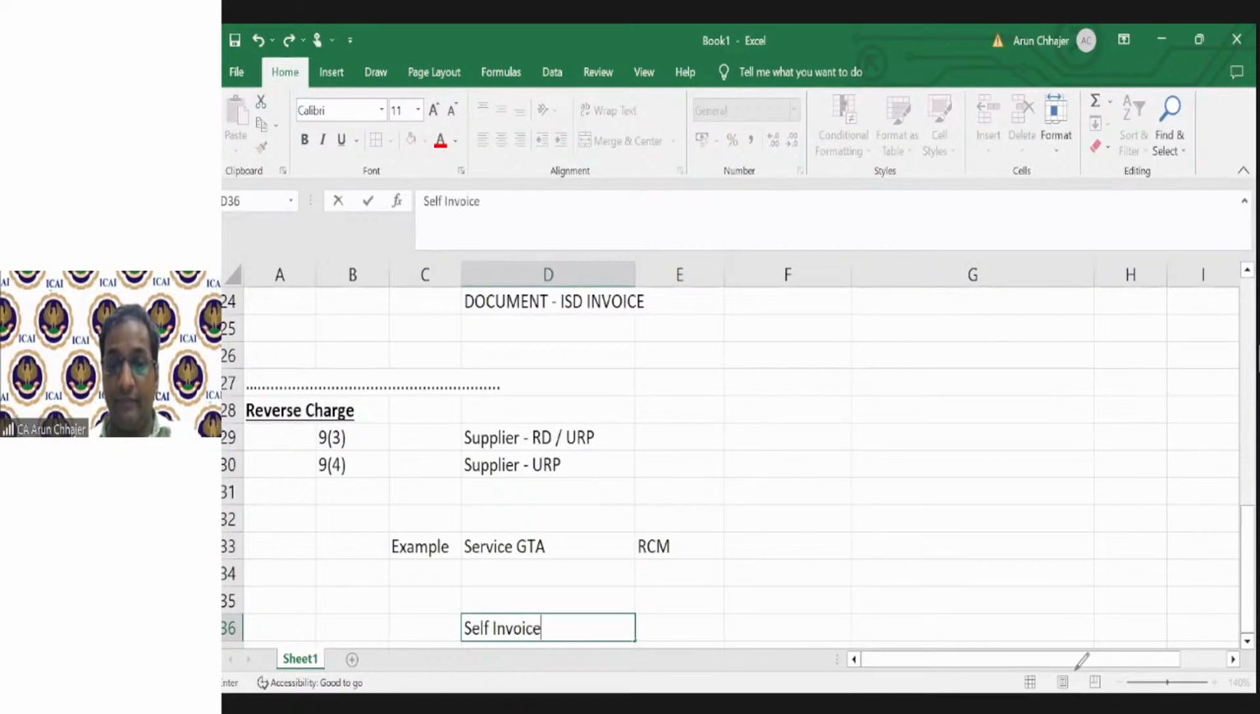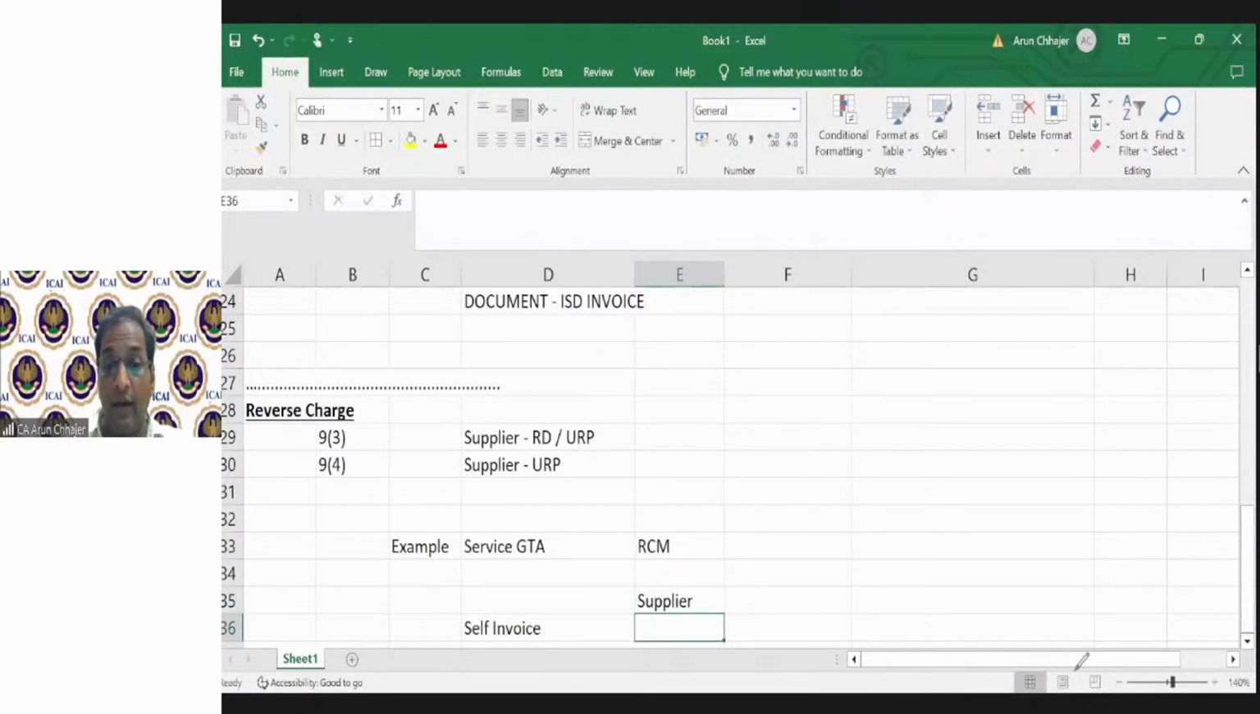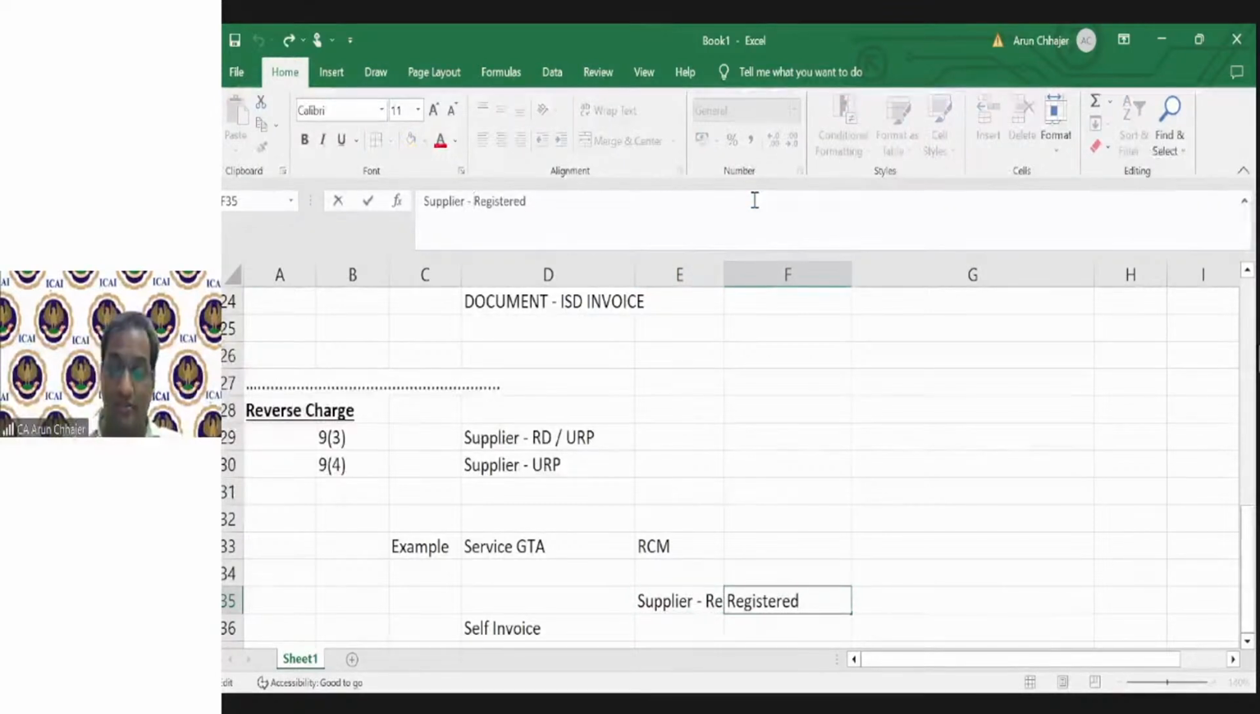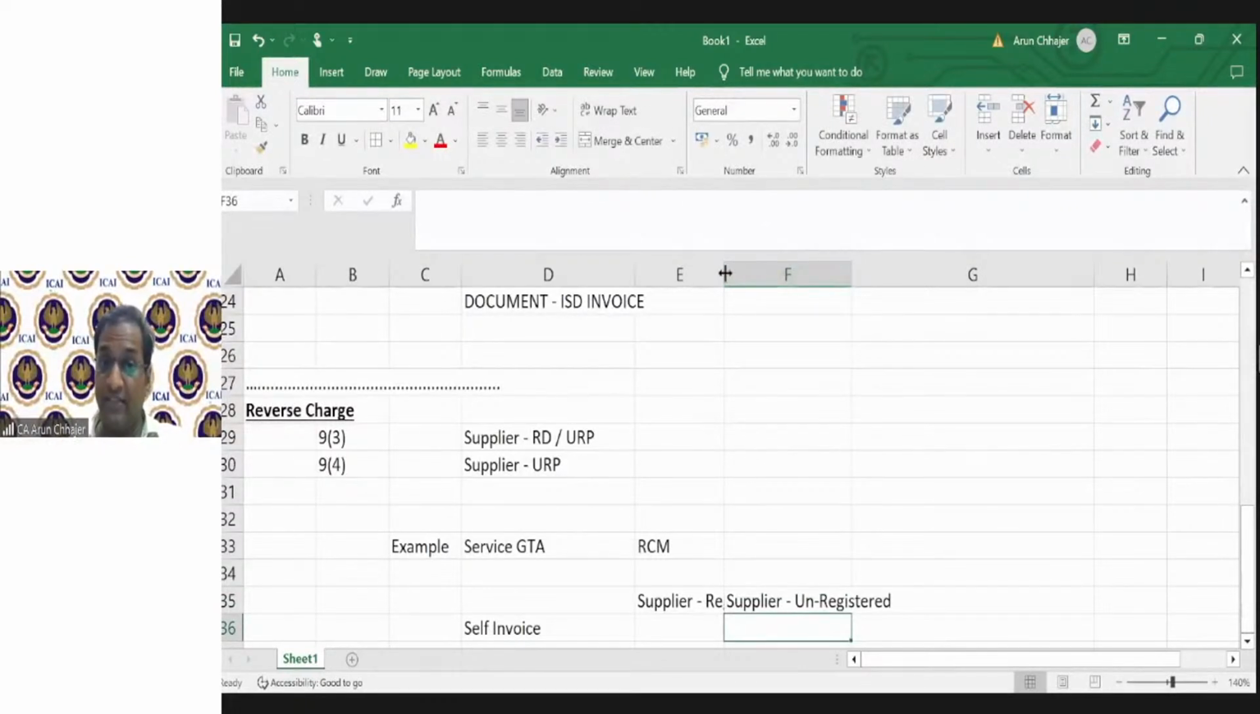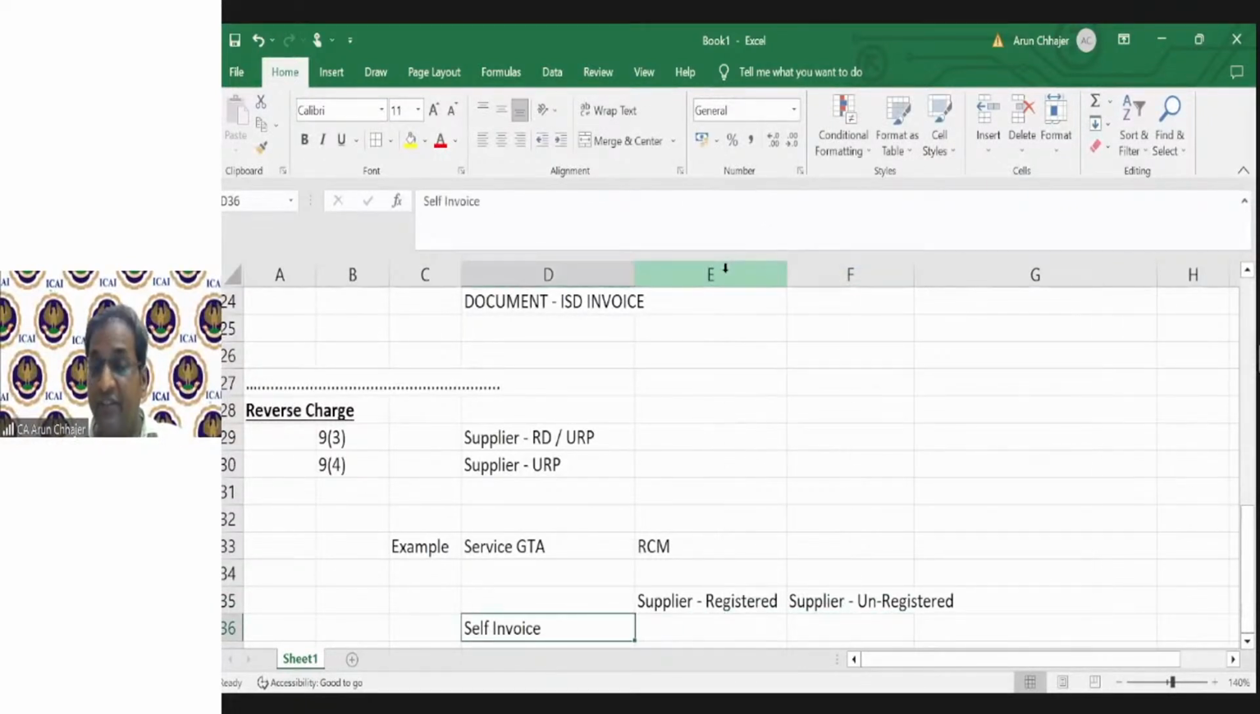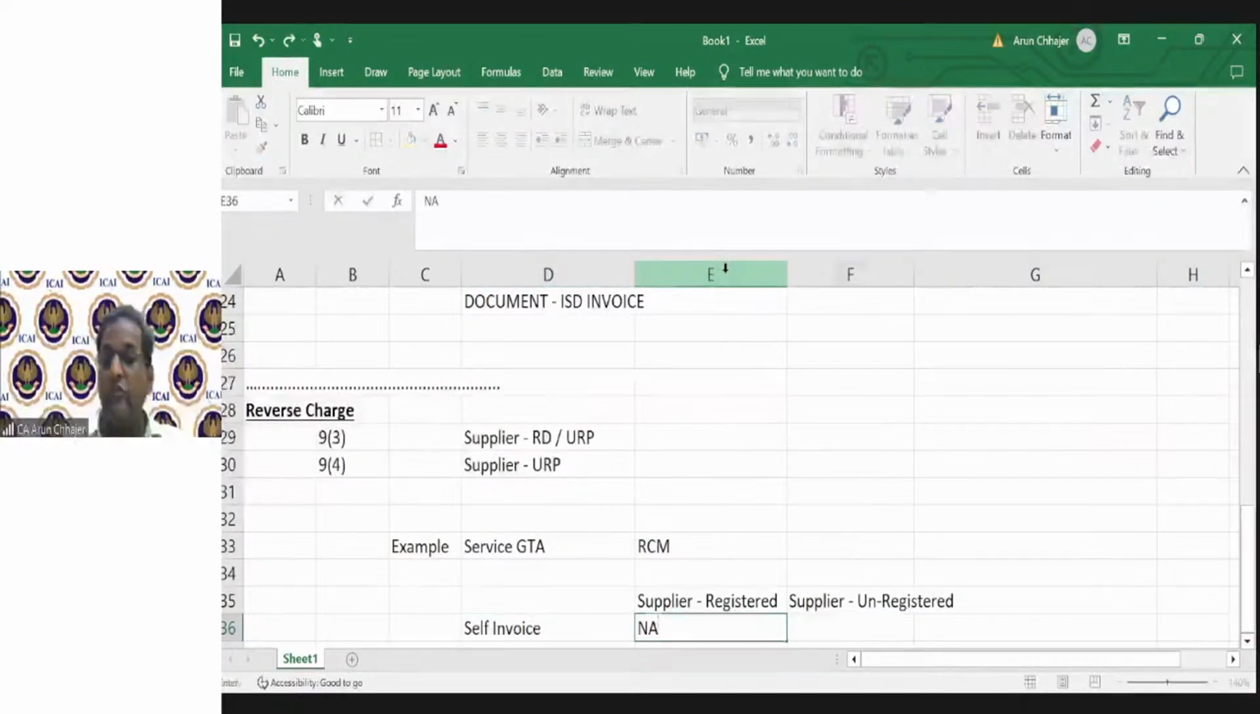Now I am talking about when to make a self-invoice. What is a self-invoice, I will tell you. If the supplier is registered in GST, it is possible, it can be registered, and the supplier can be unregistered. Both possibilities are there. Now, please note, if the supplier is registered, self-invoice is not applicable. If the supplier is unregistered, it needs to be prepared by the recipient. How will you know?